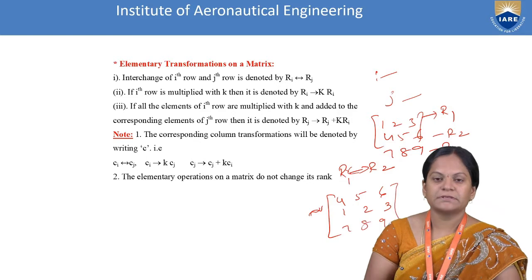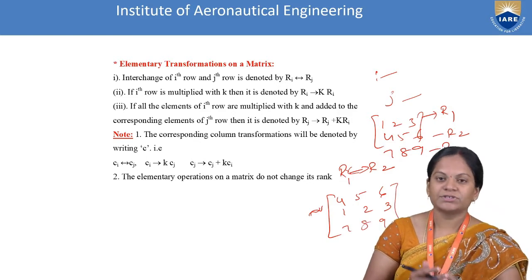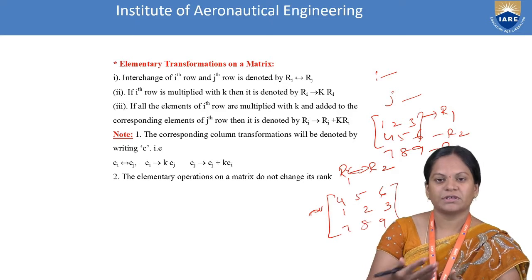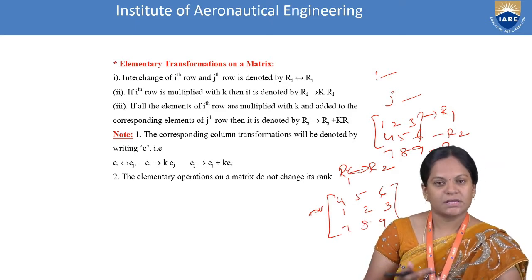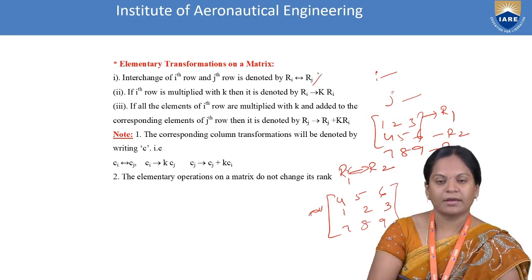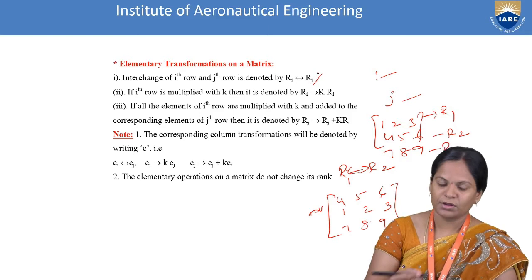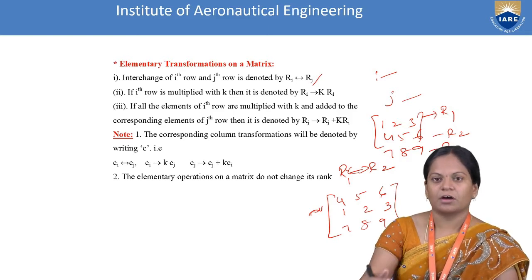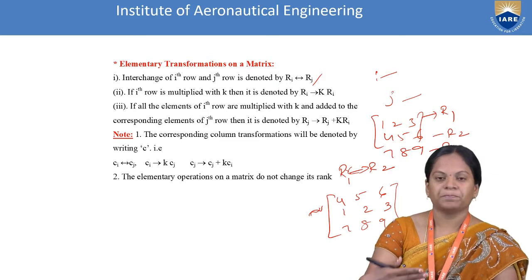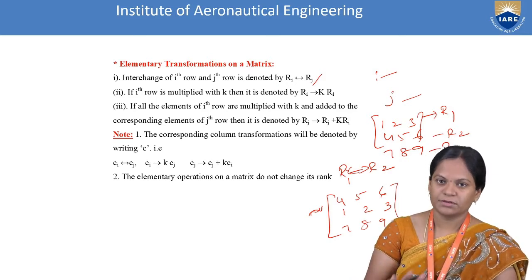So the first step is that we can interchange any rows based on our convenience. I am interchanging R1 and R2, so each and every element should be changed. Now go for the second step. Generally I am writing Ri interchange Rj. Any rows we can interchange: R1, R2, R1, R3, or R2, R3.